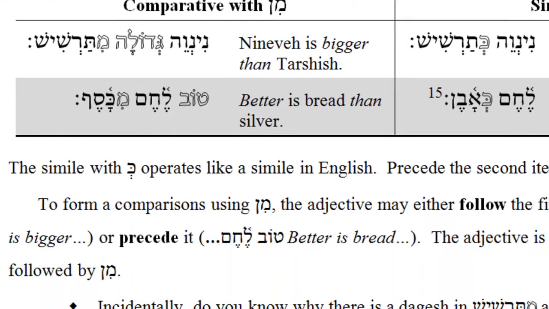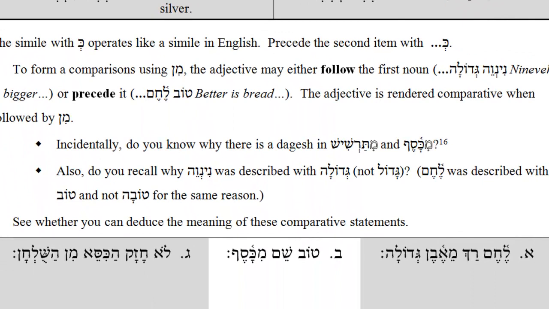At the bottom of the screen, there are three comparative statements for you to practice with. See if you can deduce their meaning. Statement Aleph. Lechem rach me even gedolah. Beit. Tov shem mikasef. Gimel. Lo chazak hakiseh min hashulchan.